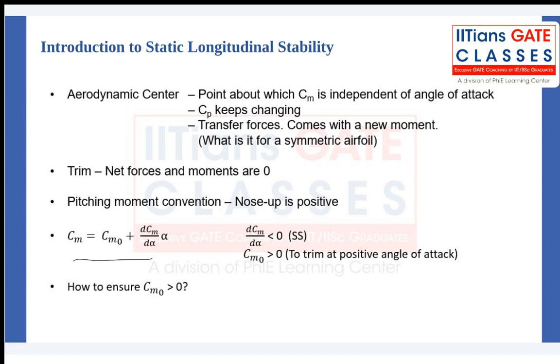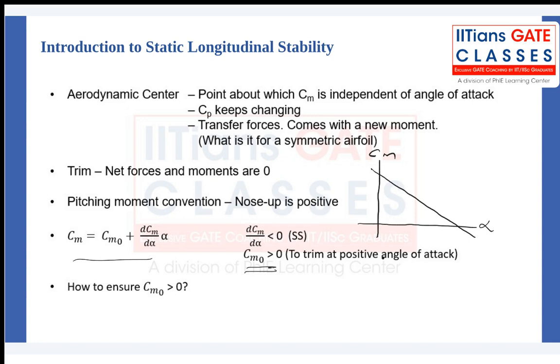The only condition for longitudinal static stability we had seen last time is that the slope of this line must be negative. So if this is your Cm versus alpha, your slope should be negative to ensure stability. That is the only condition for longitudinal static stability. Another condition that we saw is that Cm naught should be greater than 0. This is just to ensure that you can trim your aircraft at positive angles of attack.